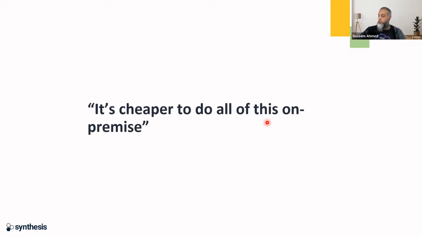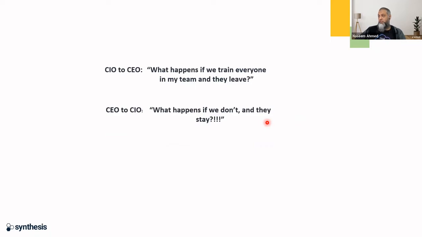It's cheaper to do this on premise. What is cheaper? If you're looking at newer technologies, you don't have the staff, you don't have the skills, you don't have the infrastructure available to actually do large data analysis. It's not necessarily cheaper to actually do this on premise. And I want to end this section with this comment. What happens if we train everyone in my team and they leave? And what happens if we don't and they all stay?